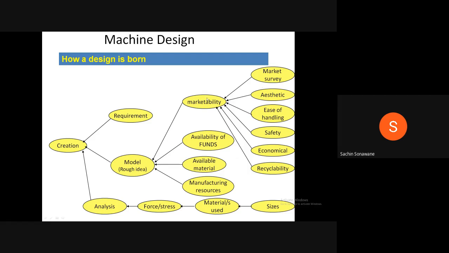Therefore, we have to take into account different aspects from the market: aesthetics, ease of handling, safety, economy, recyclability, which manufacturing process we have to use, material, and funds. Then we have to carry out analysis, and then we create the new design or new model. Therefore, this is nothing but the design procedure, how design is born.